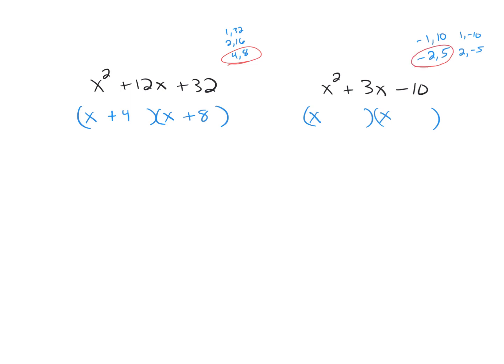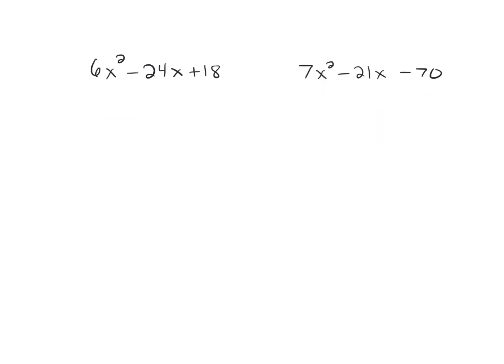So it's kind of like looking at subtraction. If this is a minus, think of two numbers that subtract to give you this number, because one of them will be positive and one will be negative. And so that'll come into play a little bit. So in this case, I would put minus 2 plus 5. Check your O and your I: 5x minus 2x. It works.